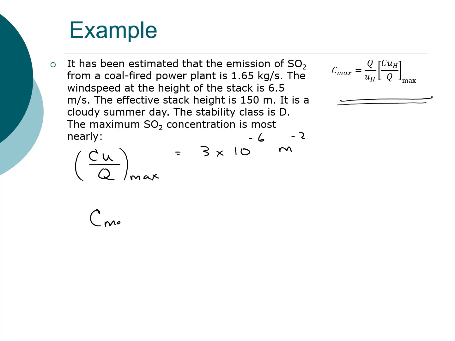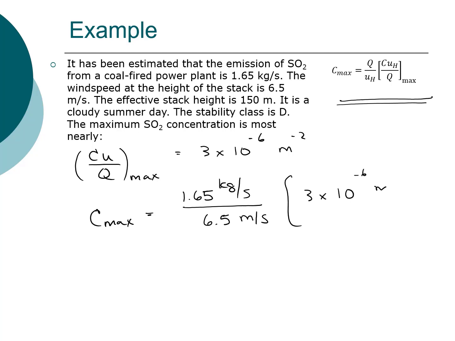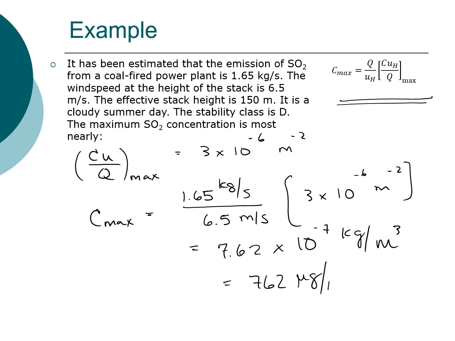So C max is equal to Q, 1.65 kilograms per second. Divide that by the wind speed at the height of the stack, which is 6.5 meters per second. And we multiply that by the value that we obtained from the graph, and that is equal to 7.62 times 10 to the minus 7 kilograms per meter cubed, or 762 micrograms per cubic meter.